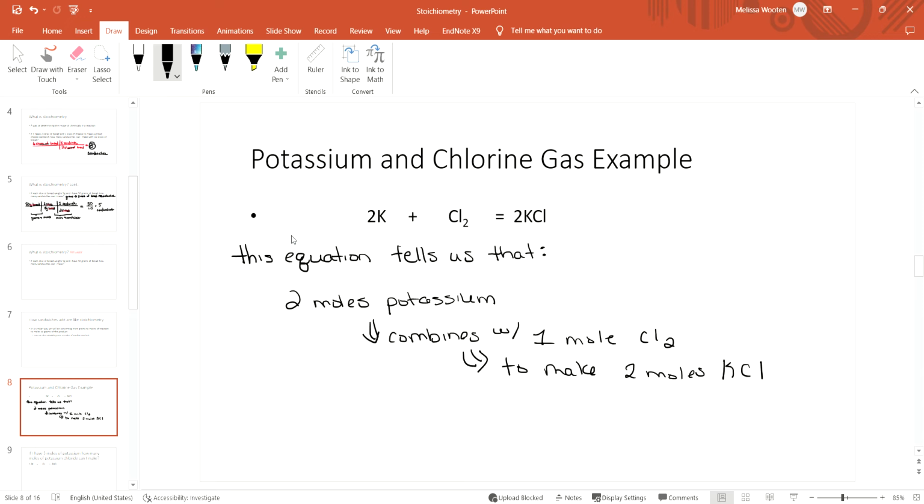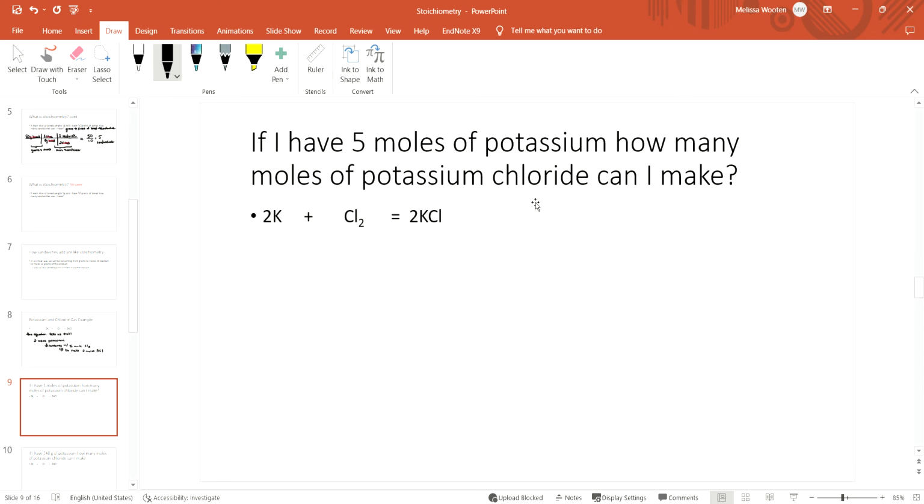And so here's our recipe, so to speak, like we did with our grilled cheese sandwich. Like we had our 2 slices of bread plus our 1 slice of cheese. In this particular case, it makes 2 moles of our product, but in our last case, it would have made 1. So if I have 5 moles of potassium, how many moles of potassium chloride can I make? How are we going to do this?